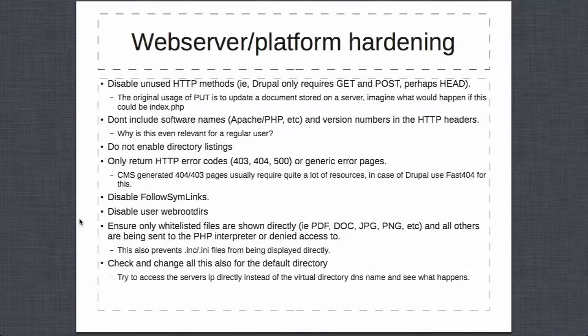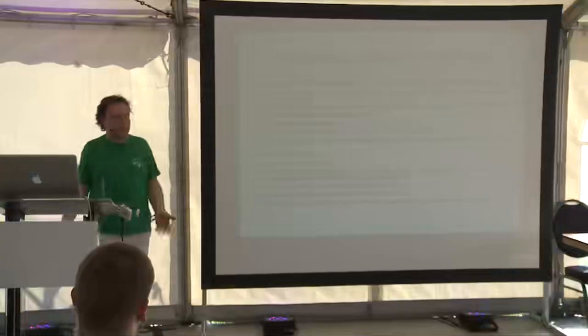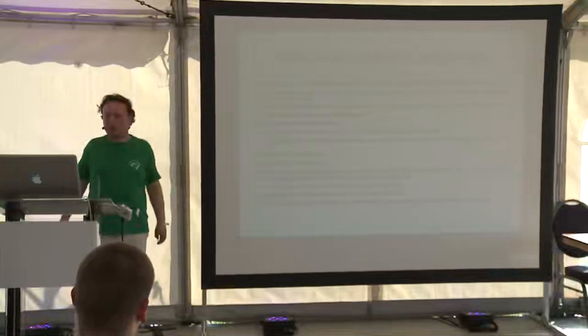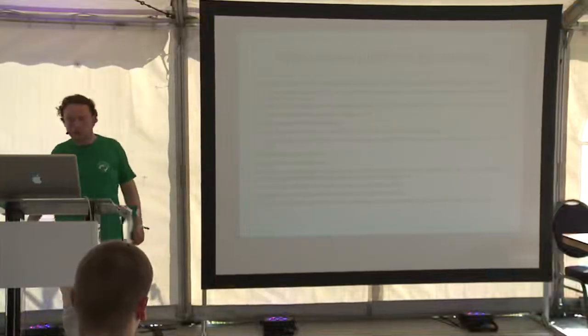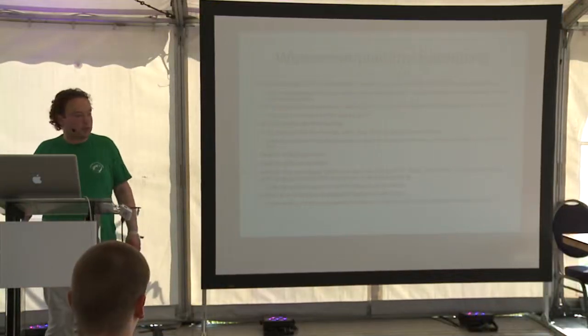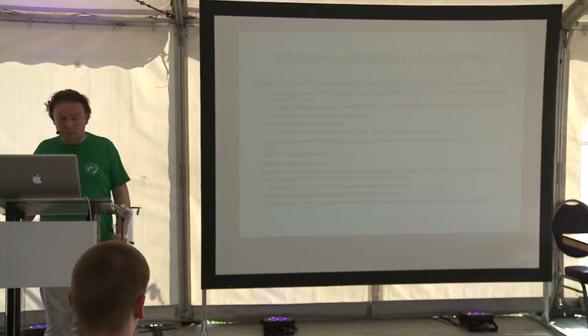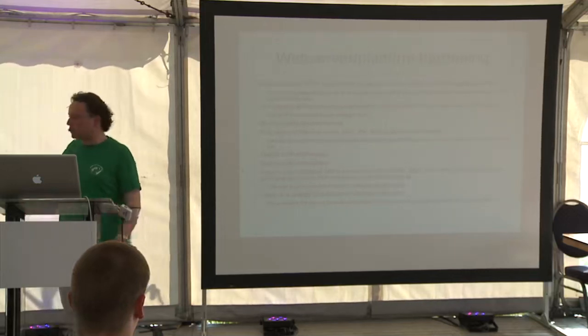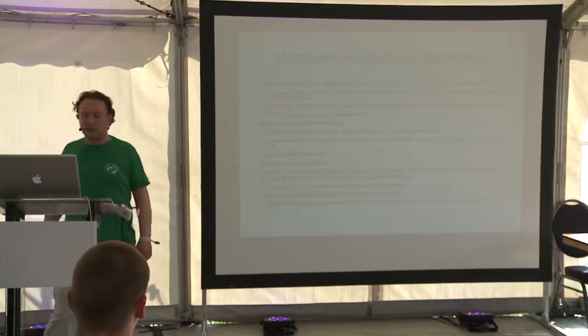Check for software names and version numbers in the responses, and also check anything that is simply sent with a HTTP header, because a lot of information is not only a security risk, but why is it even relevant? Why do you want your user to know that you're running Ubuntu? I don't know. Do not enable directory listings, which actually occurs a lot. Only return error codes or generic error pages.